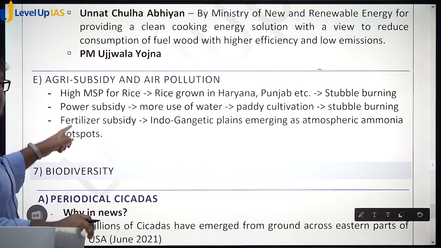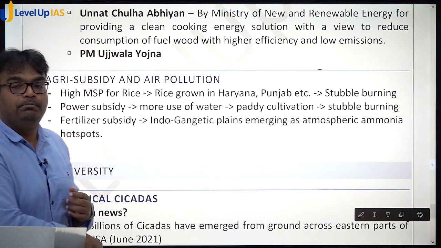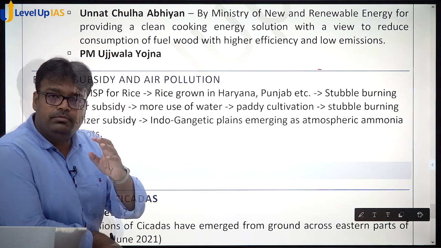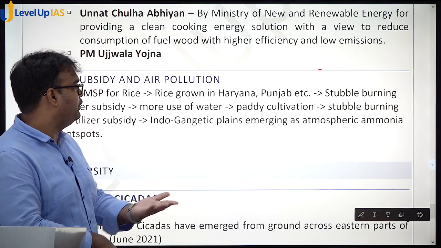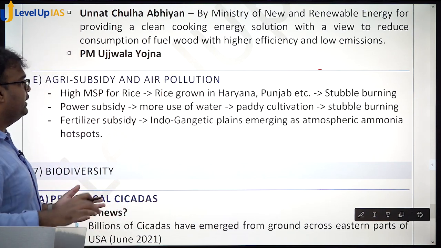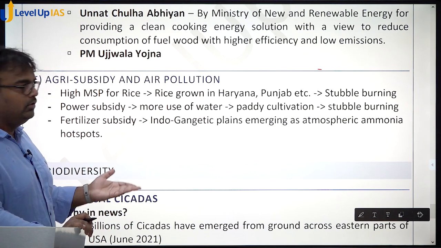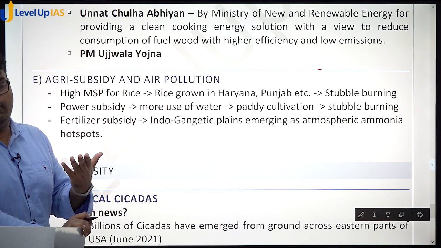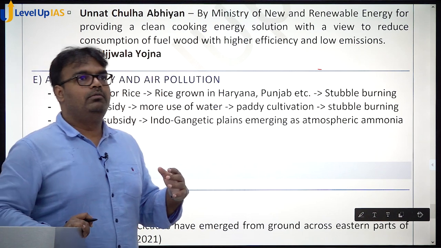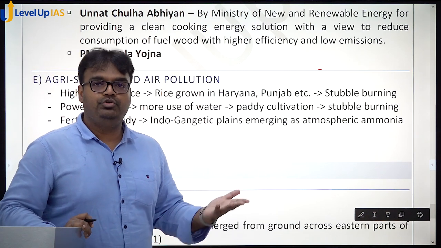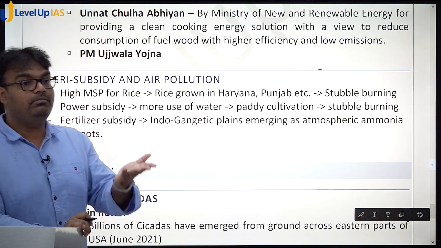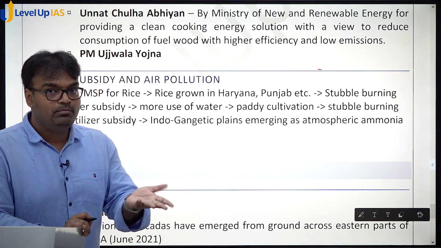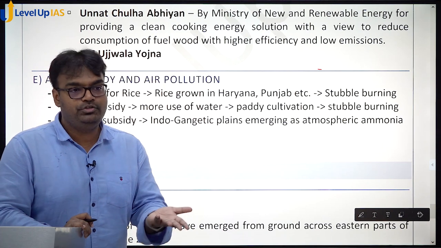Then think of power subsidy. Because of power subsidy, farmers are using an unnecessary amount of water, a lot of extra water. So this is again leading to farmers moving to water intensive crops, moving to paddy, which is leading to extra pollution. Plus this electricity is coming from some source, mostly fossil fuel, which is leading to pollution.